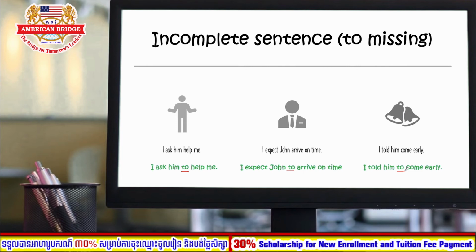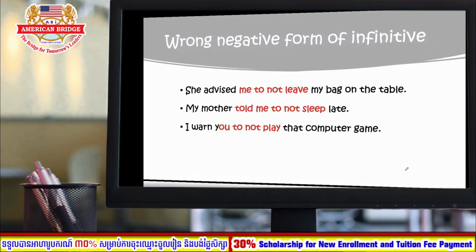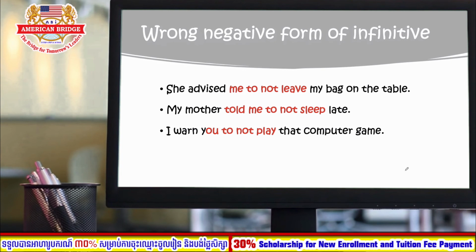So the key to avoid all these mistakes is to check the verb pattern, whether the verb takes to infinitive or the verb takes the gerund form. So make sure you double check before you write your sentence. Last but not least, wrong negative form of infinitive is also a serious problem. Look at the sentence here. She advised me to not leave my bag on the table, which is a wrong negative form. My mother told me to not sleep late.